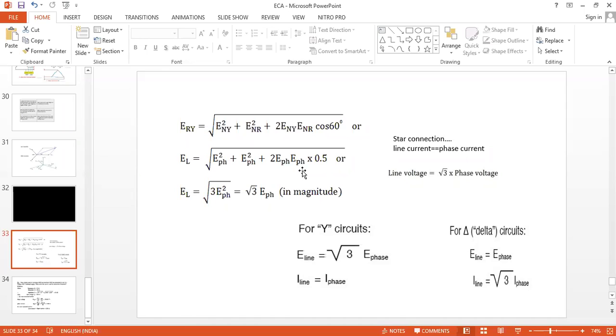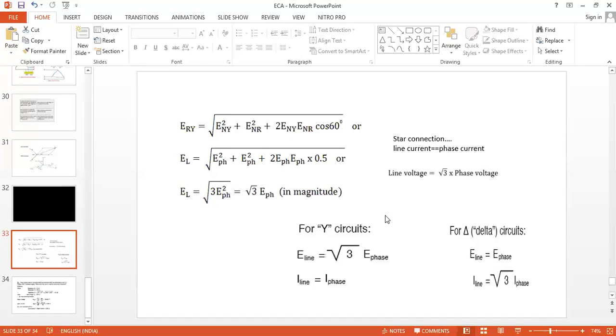Okay, this expression. Now you take common E PH. If you take common E PH, what's going to happen? 1 plus 2 into 0.5. So you are going to get the square root of 3 E PH, which is equal to root 3 times the phase voltage. So remember, for the star connected system, where do you see the star connected system? All transmission lines, the poles and wires, their technical name is the star connected system.